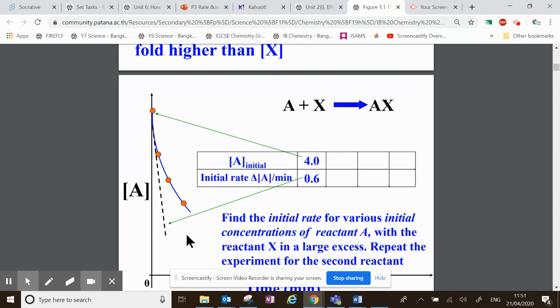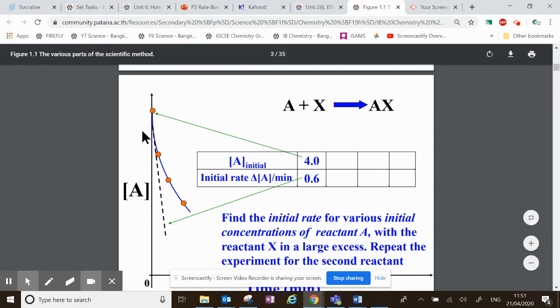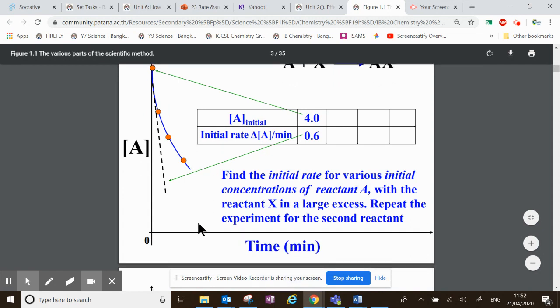Remember, as the concentration of A is decreasing, the frequency of collisions will also decrease, and therefore the rate of reaction will change. So in this type of experiment, if we want to know the rate of reaction at this initial concentration, 4 molar, we only want to know the rate at this portion of the line. So we don't need to follow this experiment through to the end. This is what's known as an initial rates method.